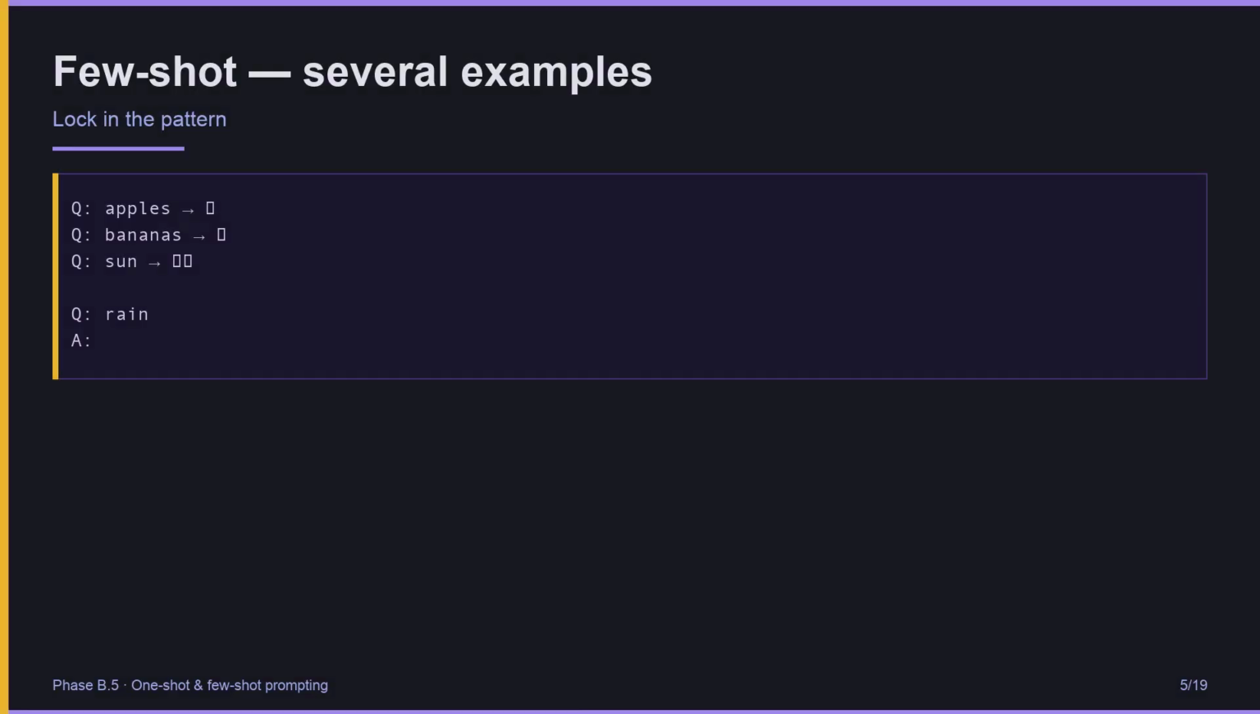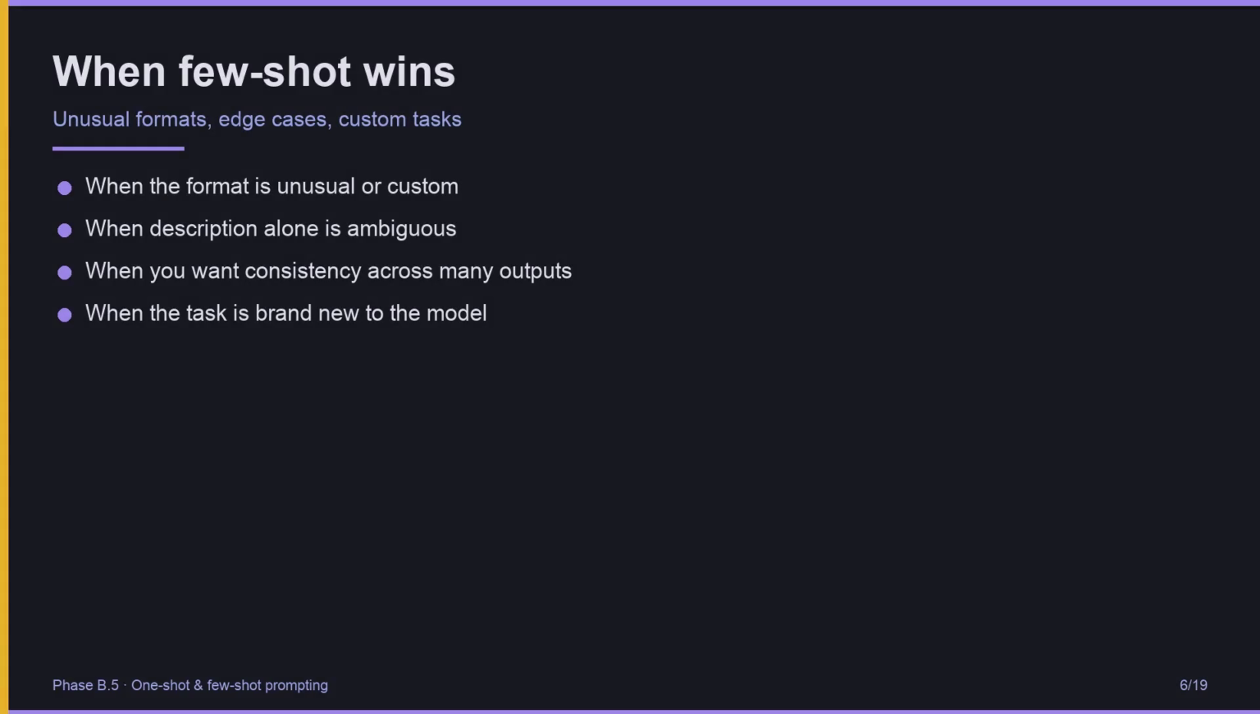Here is few-shot. 3 examples of the format: apples to apple emoji, bananas to banana emoji, Sunday to Sunday emoji. Then your real question, rain. The model almost certainly answers with the rain emoji. Few-shot is how you teach the model a brand new format with no description at all. Just examples.